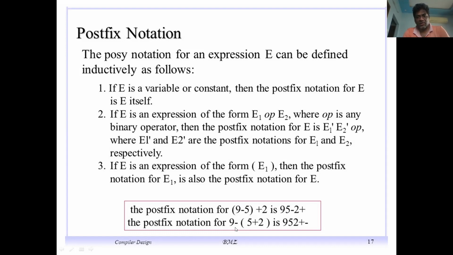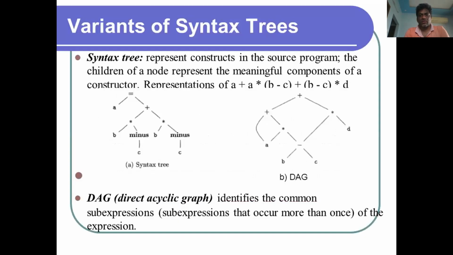Similarly, another example is 9 minus (5 plus 2). So first you need to convert this because highest priority goes to parenthesis. 5 plus 2 is converted as 5 2 plus. Now 9 minus 5 2 plus will be minus goes to last position. That means 9 5 2 plus minus. Okay. So this is how you can use postfix notations to represent intermediate codes for the corresponding infix expressions. This is the earliest notation, and now it is not that useful. So we'll go through the other possible representations of intermediate codes.